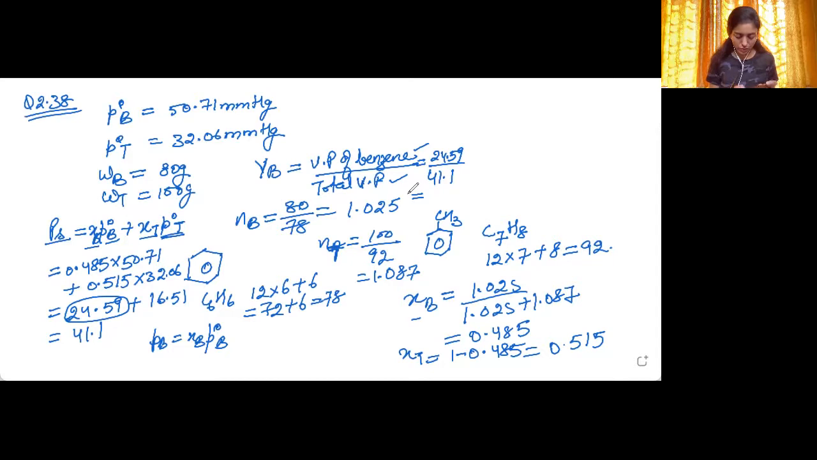24.59 divided by 41.1 comes out to be equal to 0.598. So this is the mole fraction of benzene in the vapor phase.